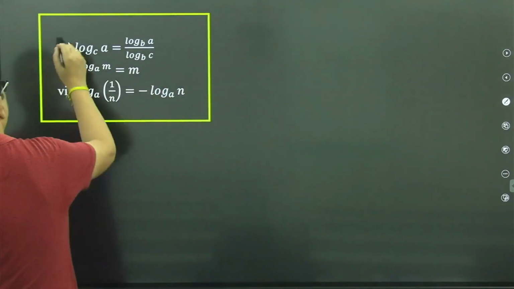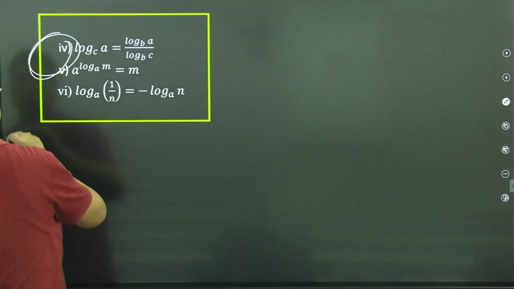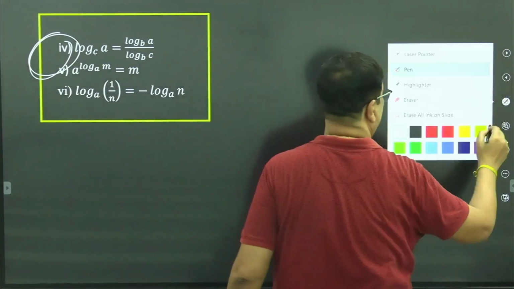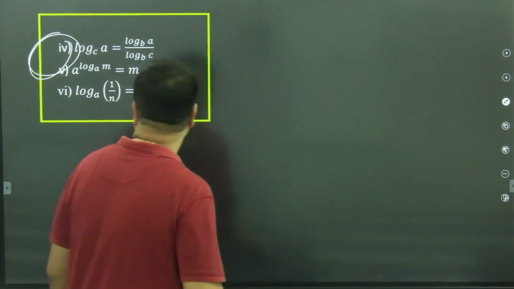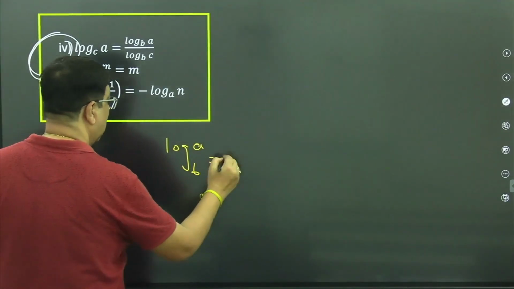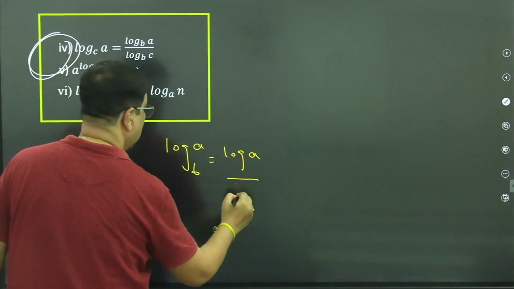This property number 4, everybody, is very important. log a base b equals log a by log b.